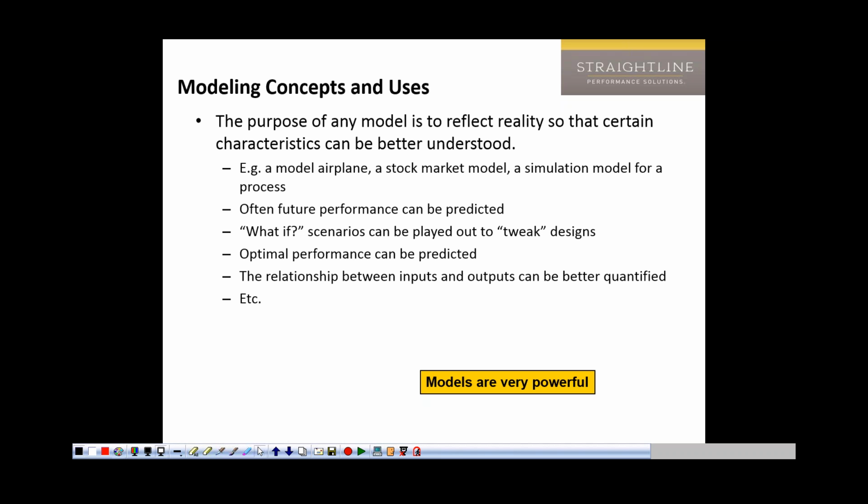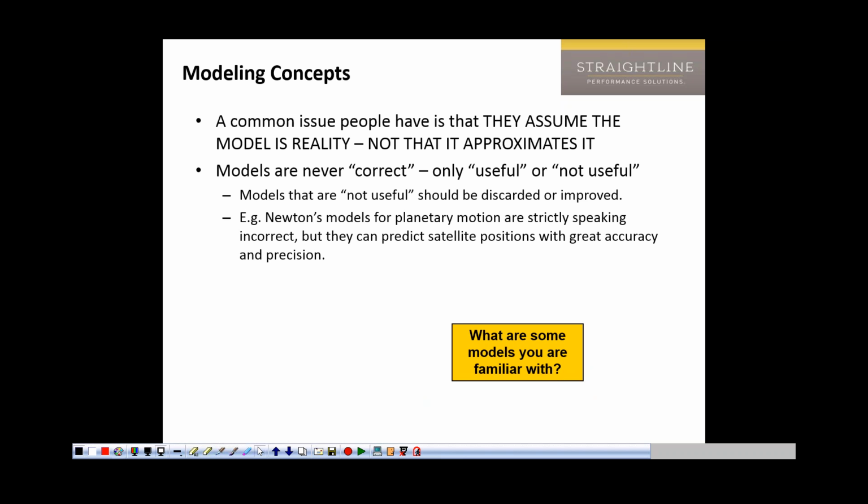Now, anytime we make predictions, I think it was Yogi Berra who said it's really difficult to make predictions, especially about the future. It's much easier to make predictions about the past. But it's worth it because when we can do it, we can certainly make our lives a little bit easier. There are all sorts of things that you can predict. You can play what-if scenarios very quickly with a math model. You can look at optimal performance and quantify relationships of inputs to outputs.